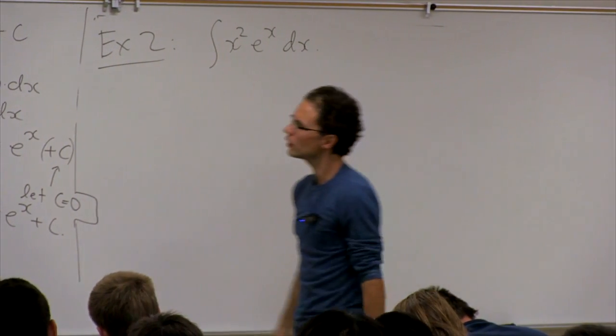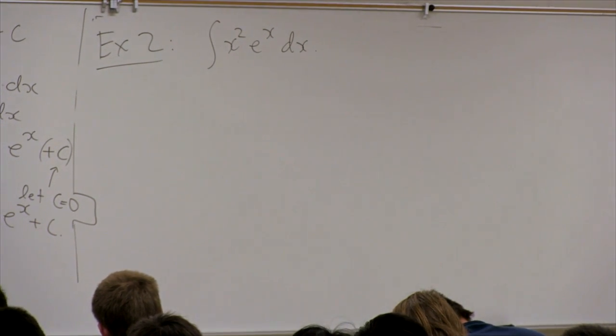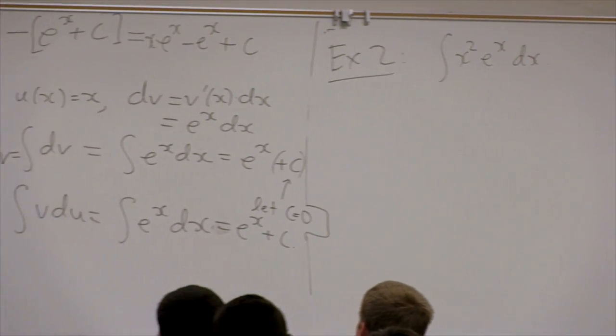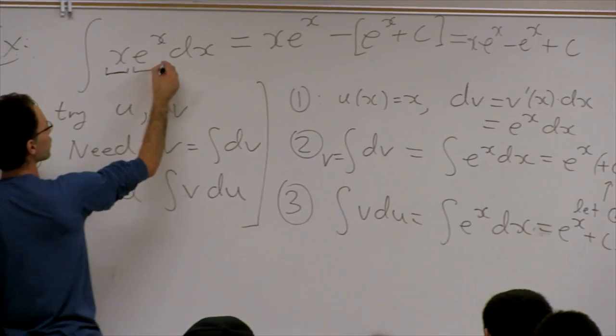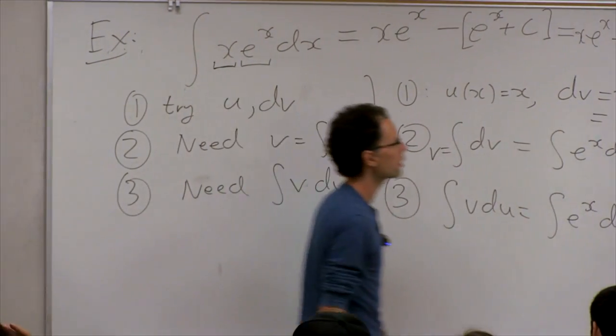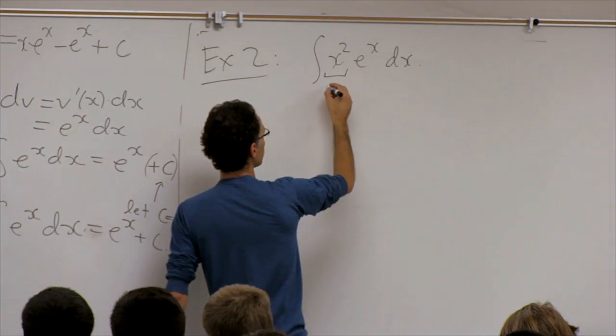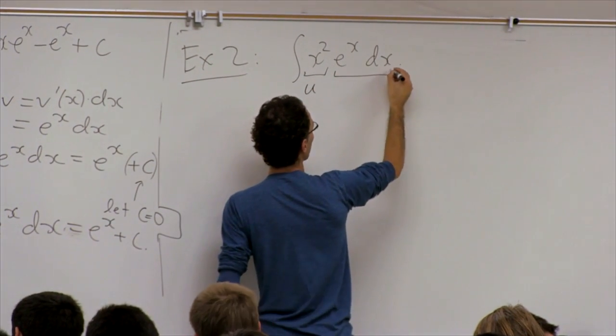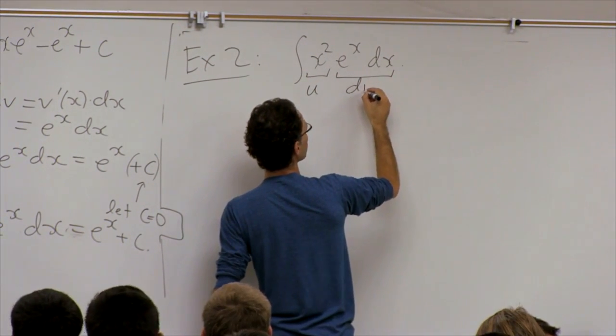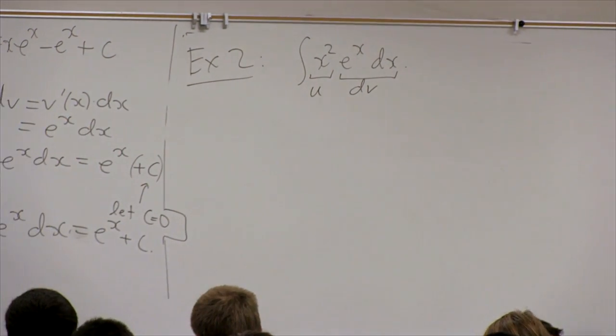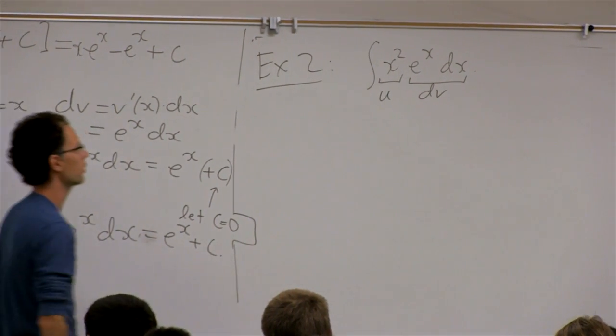Okay, so let's use the same idea as before. We have two functions here. This one was the function x, and this is the function e to the x. So let's do the same thing over here. But now let's let u be x squared. And let's let e to the x dx be dv. So let's try this right now.